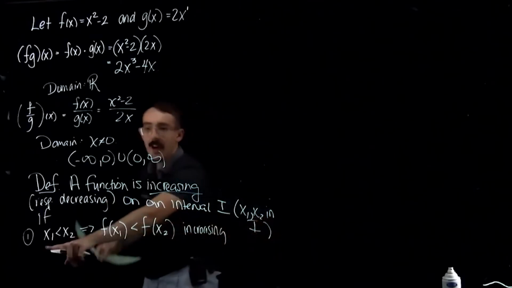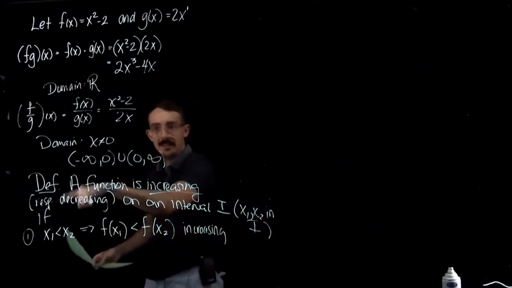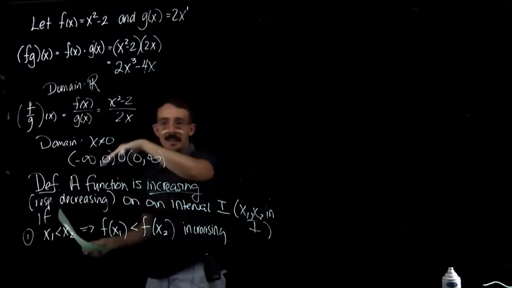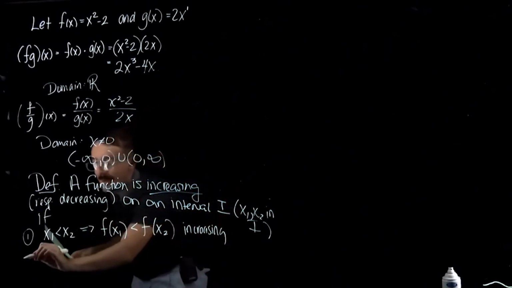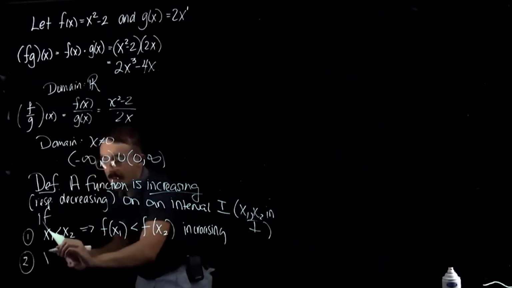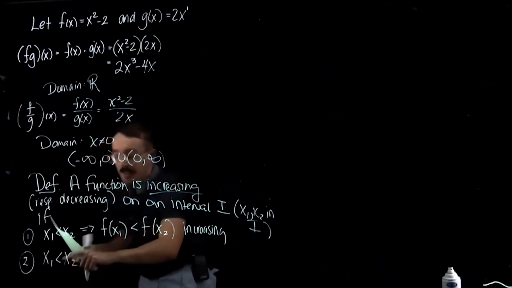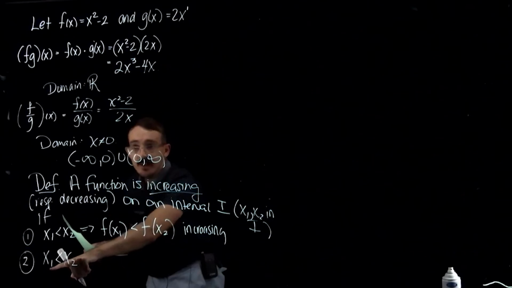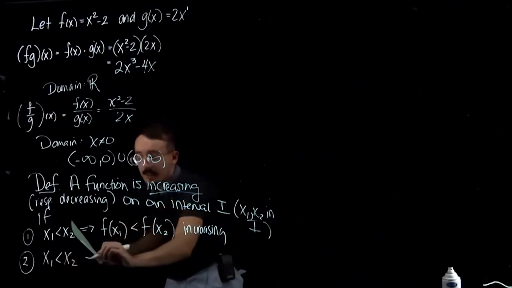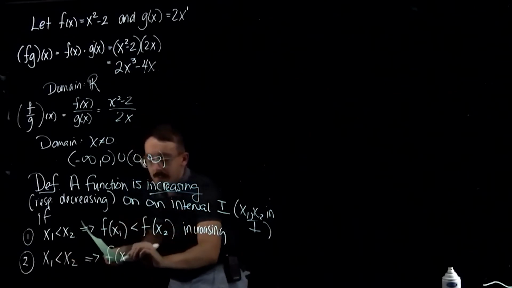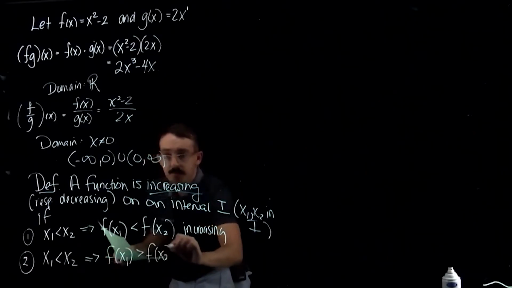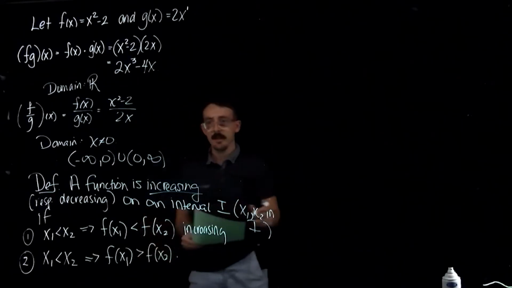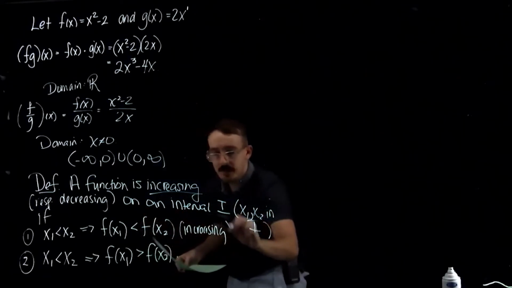That if you give me an x value on the left side, the graph is actually lower over there. And I'll draw a picture of a graph in a second so you can see what I mean. If I flip it around here, I'm going to say if you pick an x value on the left side, that means that f of x1 is greater than f of x2. And this one is for decreasing.